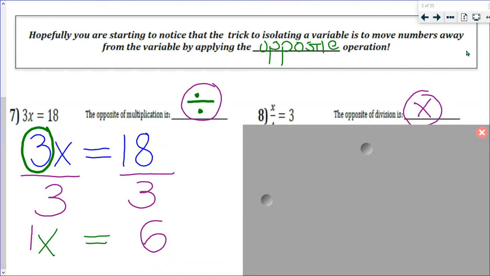Because my goal always at the end of this is to get the variable by itself, x by itself. Now, as we progress to the next lesson, we're not always going to use the variable x. Sometimes we'll use y, sometimes we'll use b, sometimes we will use z. Doesn't matter what variable it is, the variable always represents something, and it represents an unknown value. So I want to be able to see this.